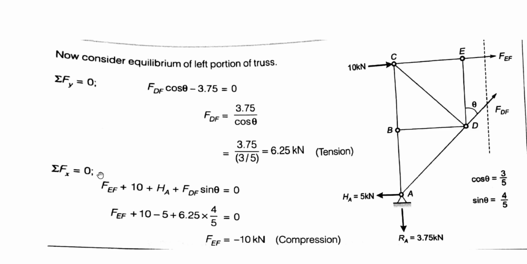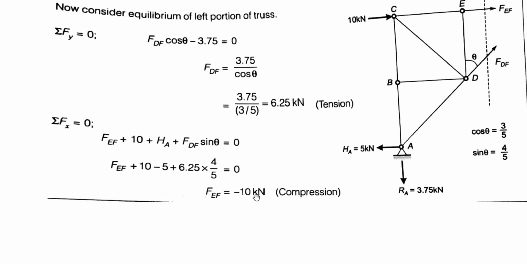Now summation of Fx is equal to 0. If I put summation of Fx is equal to 0, all the forces in x direction will be equal to 0. So FEF plus 10 here. This is our first force, second force 10 kilonewton, and third force is 5 kilonewton. This is in this direction, so it is minus 5 kilonewton. And this FDF sin theta component is also in x direction, so FDF sin theta is equal to 0. By this way we calculated FEF value, sin theta value 4 upon 5. So FEF is equal to minus 10 kilonewton. The minus sign indicates it is in compression.